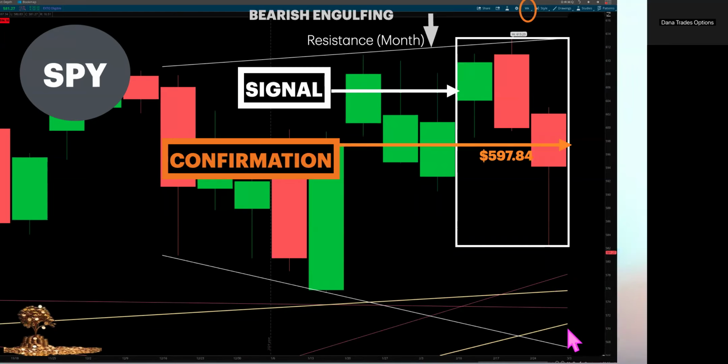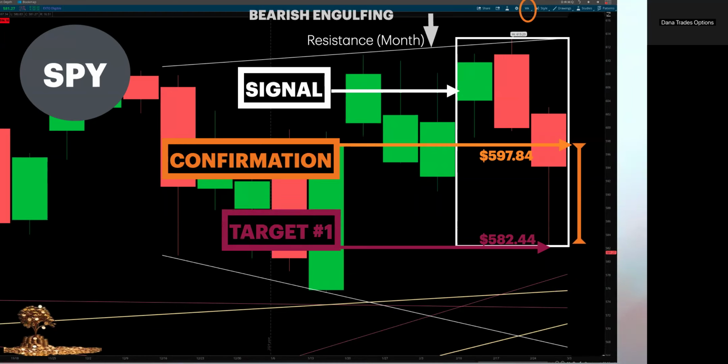We also need confirmation. For this particular strategy, confirmation would be if the price of SPY opened in between 597.84, which is 50% of our signal, and the lowest price of our signal, which was 582.44. And also 582.44, the low price of our signal, is the first target for this strategy. There are other targets, but today we're going to focus on the first target.